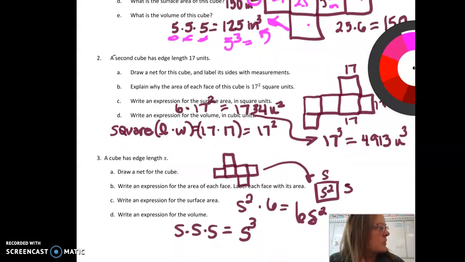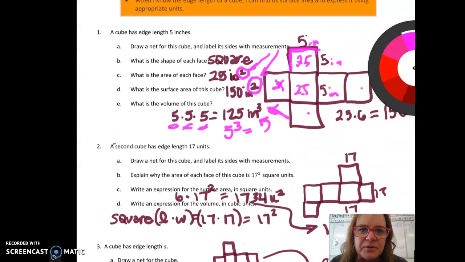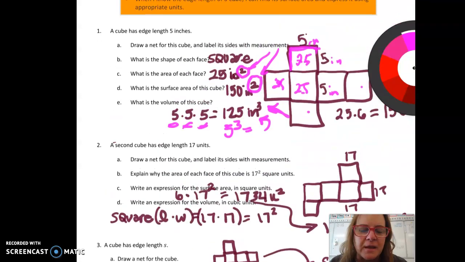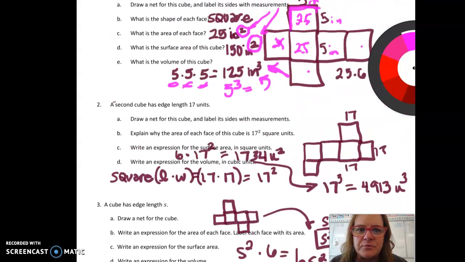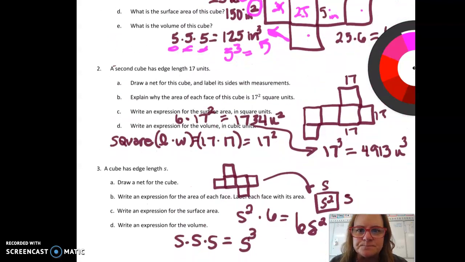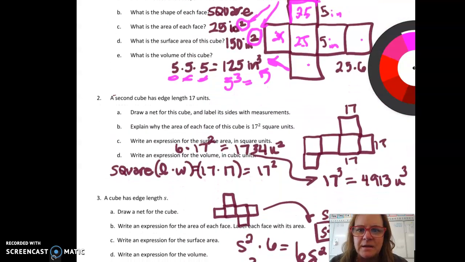All right, another cube has an edge length of 17 units, and you had to draw a net. So I tried to draw different looking nets for all of my problems 1 through 3, and hopefully you can see how I did that. So the net for this cube has edge length of 17, so 17 for the height, width, and length.